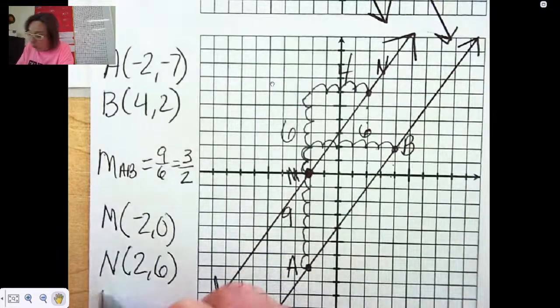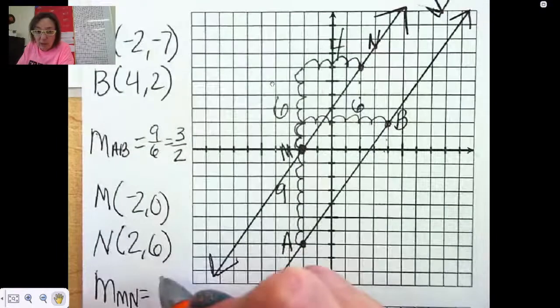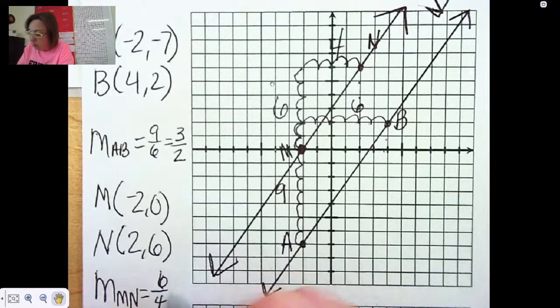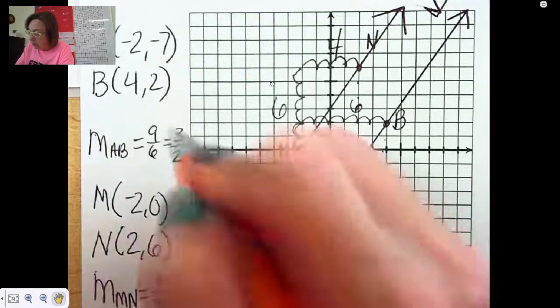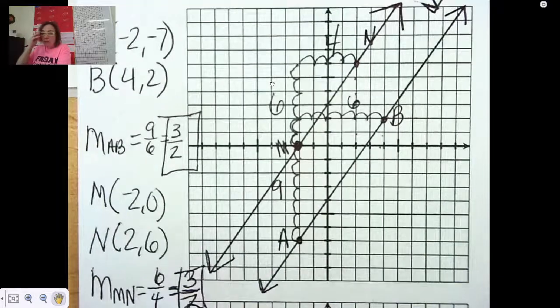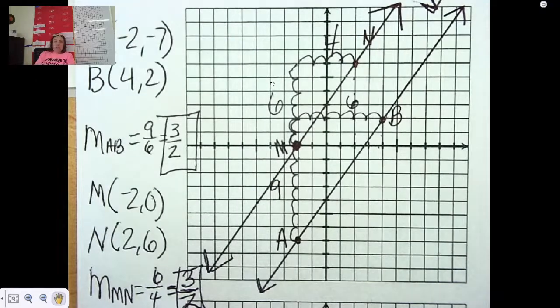So my slope for MN is going to be 6/4, which simplifies to 3/2. What do you notice about those lines? They're parallel. What do you notice about their slopes? They're the same. What conclusion can you draw about parallel lines and their slopes?